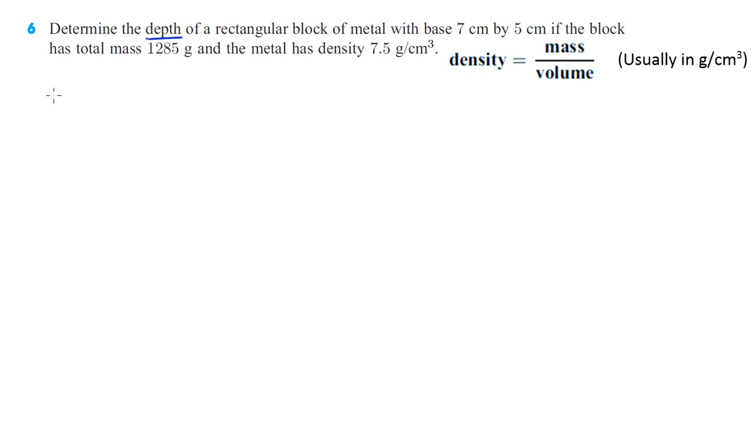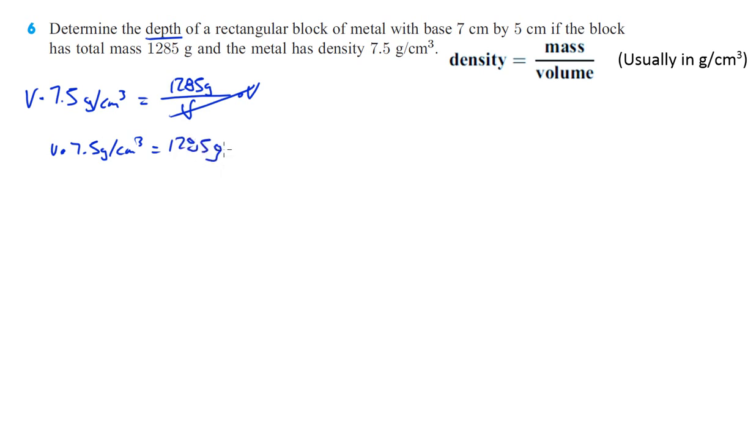Okay, so the density is 7.5 grams per centimeters cubed, and that's going to equal the mass, which is 1285, over the volume. So multiply both sides by V, right? So we get V times 7.5 grams per centimeters cubed equals 1285 grams.